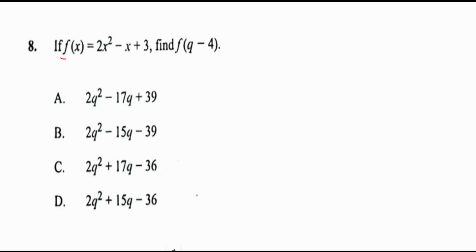We have f of x here. The basic thing we are going to do right now is that wherever we see x, we substitute that with q minus 4. So our function now becomes f of q minus 4 will be equal to 2, we have q minus 4 in place of x, all squared. Remember to put it in parentheses, minus q minus 4. Wherever we see x, we put q minus 4, then plus 3. And then we solve. So let's go ahead and simplify step by step.